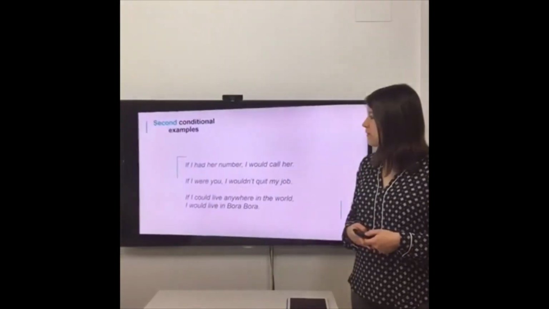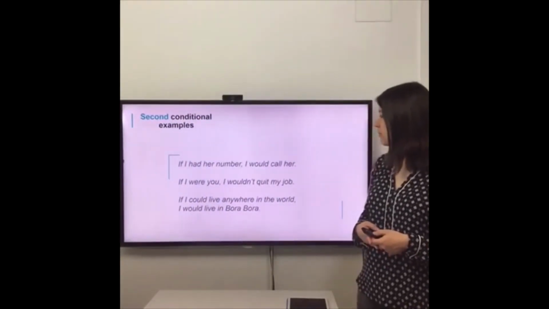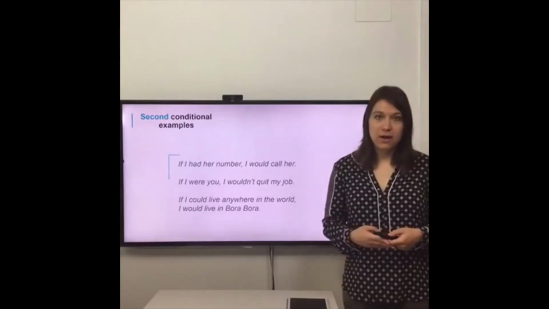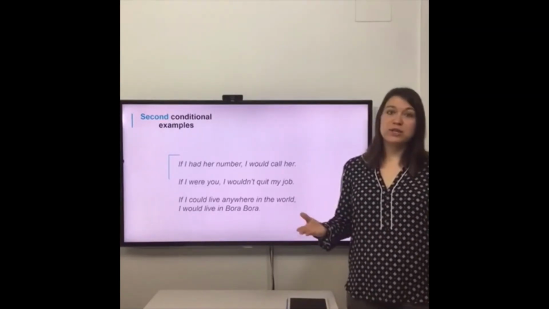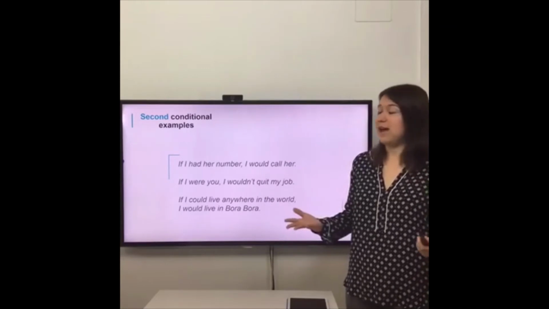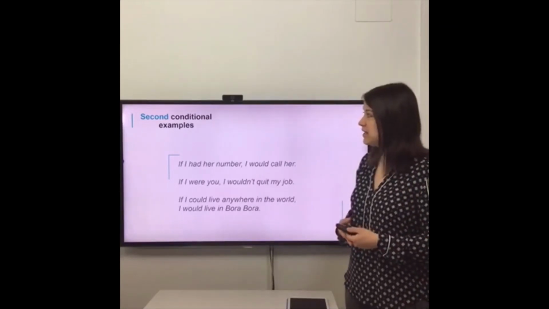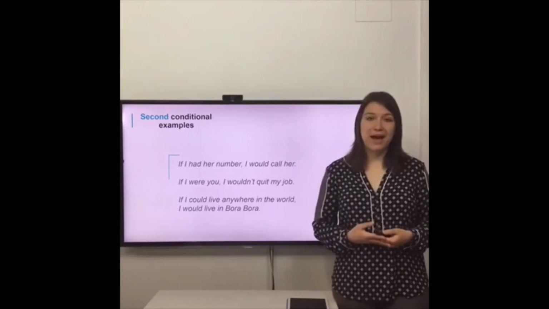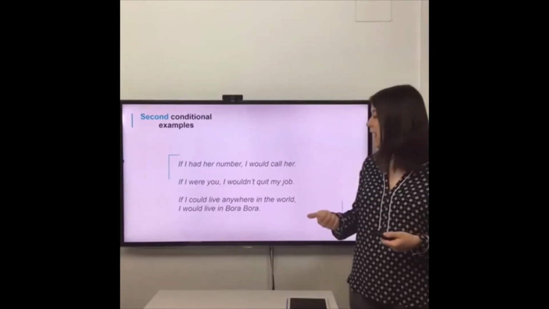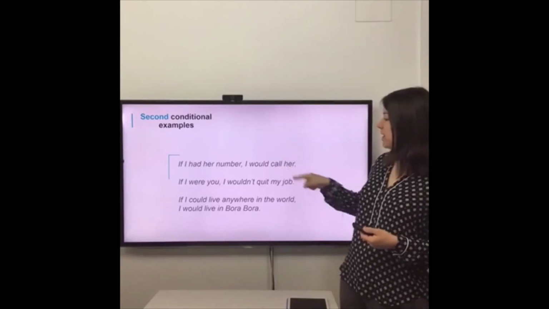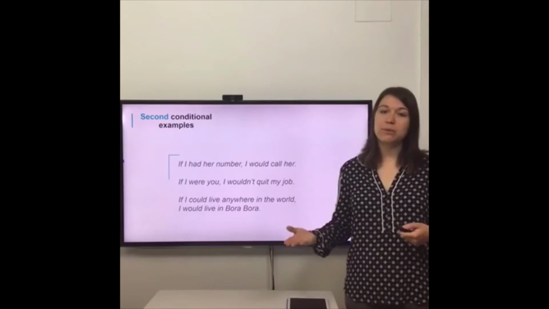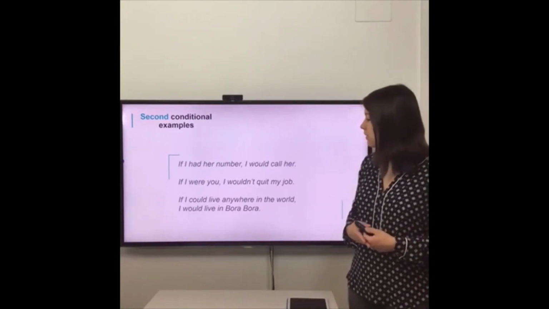So, if I had her number, I would call her. But the truth is that you don't, so you can't. This is why we use the second conditional. The verb to have is in the past simple, had, and then would plus the infinitive. If I had her number, I would call her.